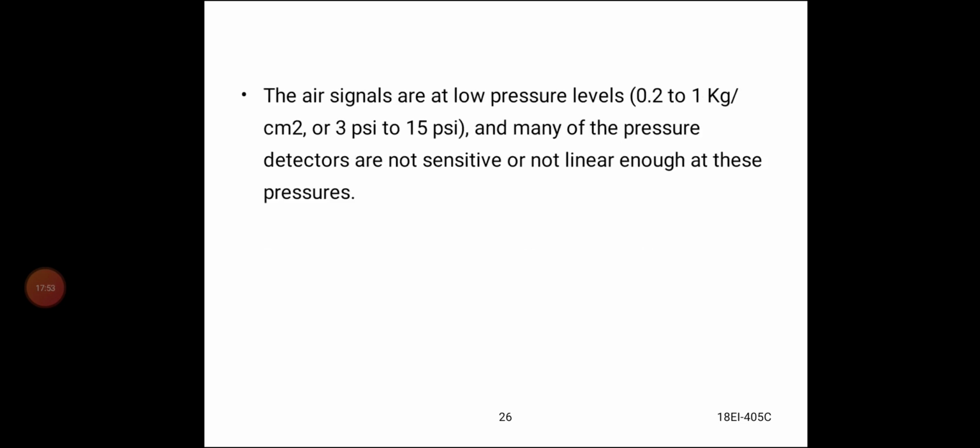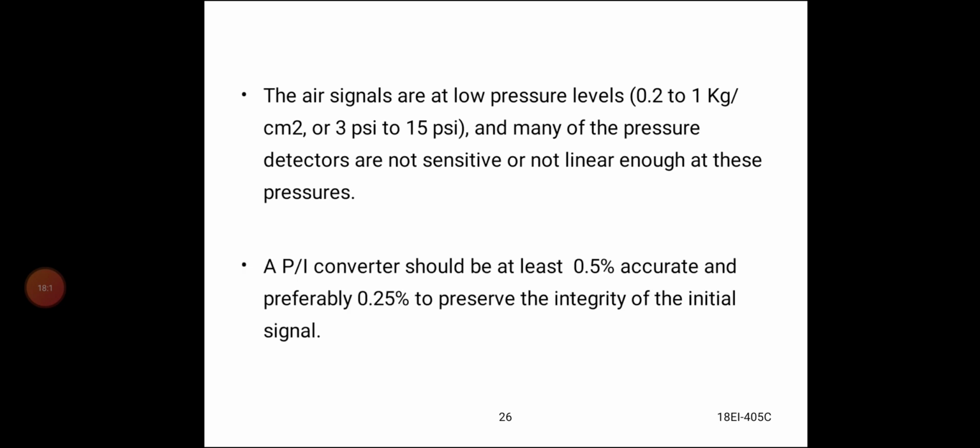The air signals are at low pressure levels, 0.2 to 1 kg per centimeter square or 3 psi to 15 psi, and many pressure detectors are not sensitive or linear enough at this pressure. A P2I converter should be at least 0.5% accurate and preferably 0.25% to preserve the integrity of the initial signal.